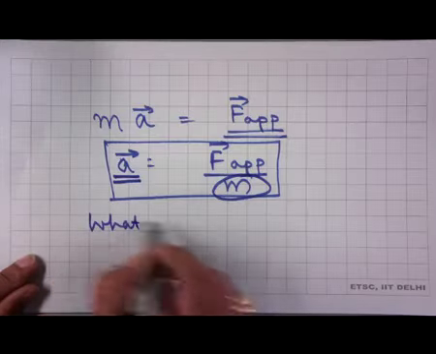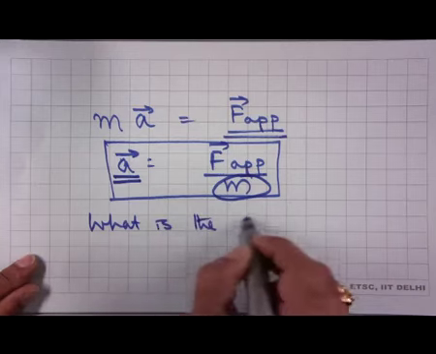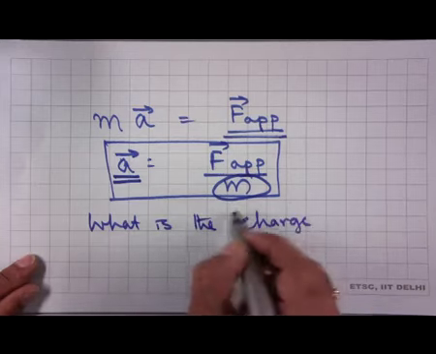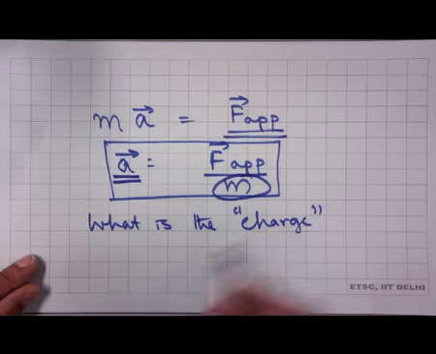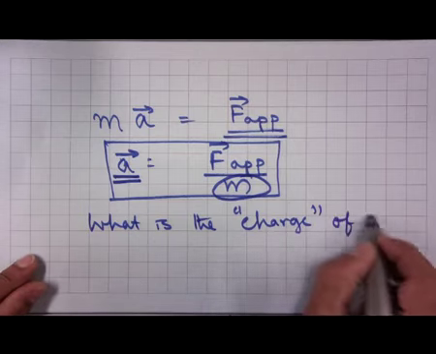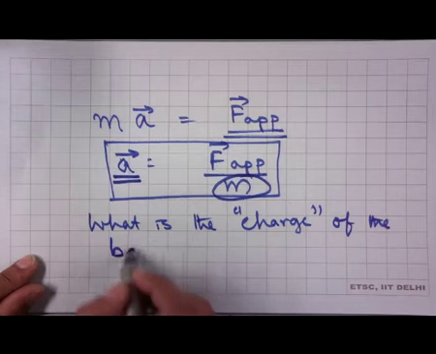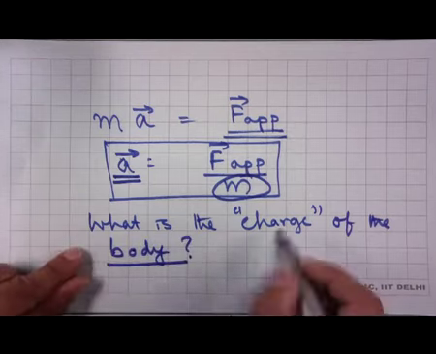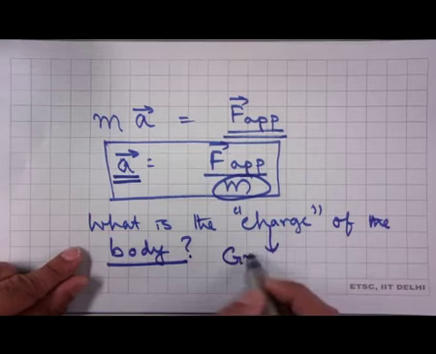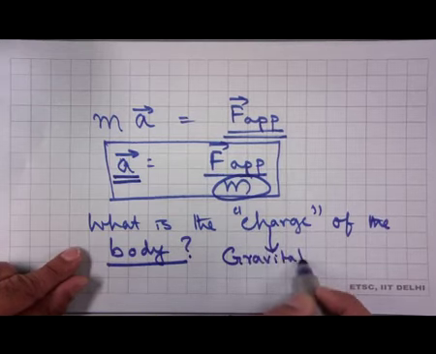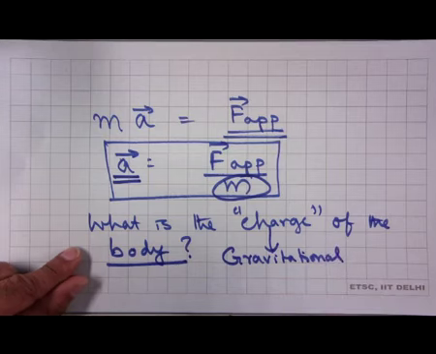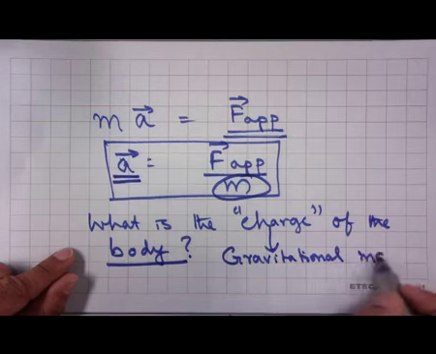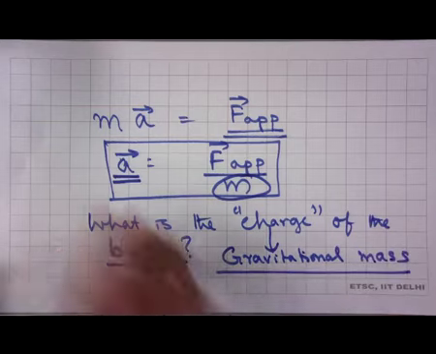Therefore, we should ask, what is the charge, quote unquote charge, that is strength? What is that property of the body? This charge is called gravitational mass. It should actually be called gravitational charge, like electric charge, some other charge, but people call it gravitational mass. That is what it is called.